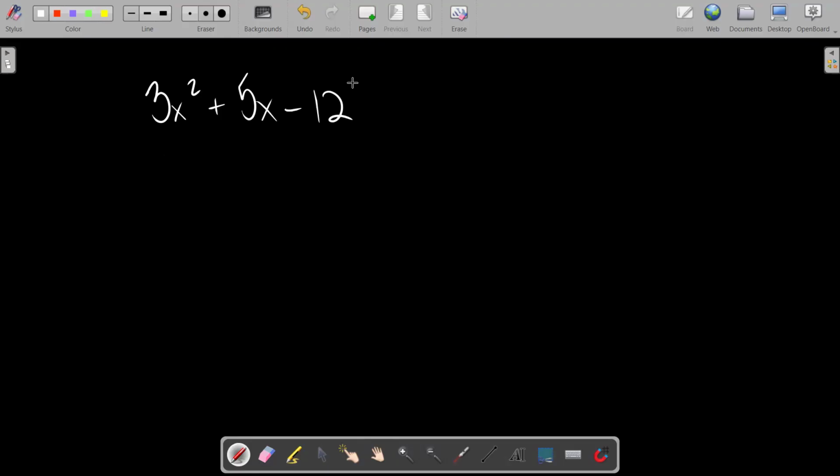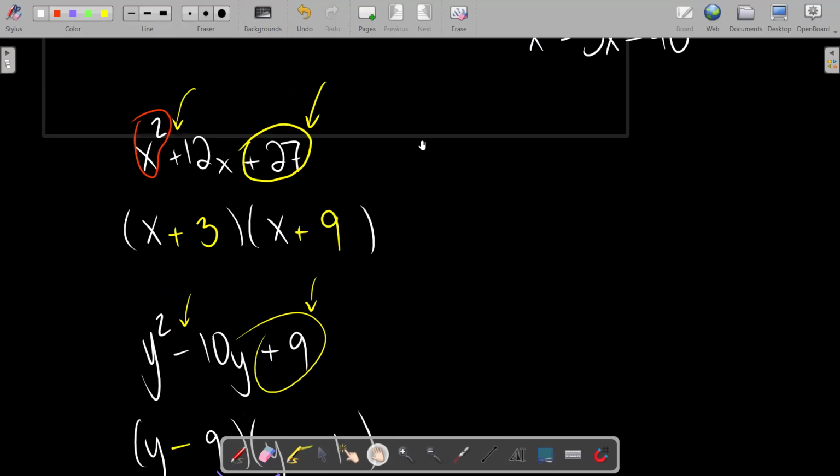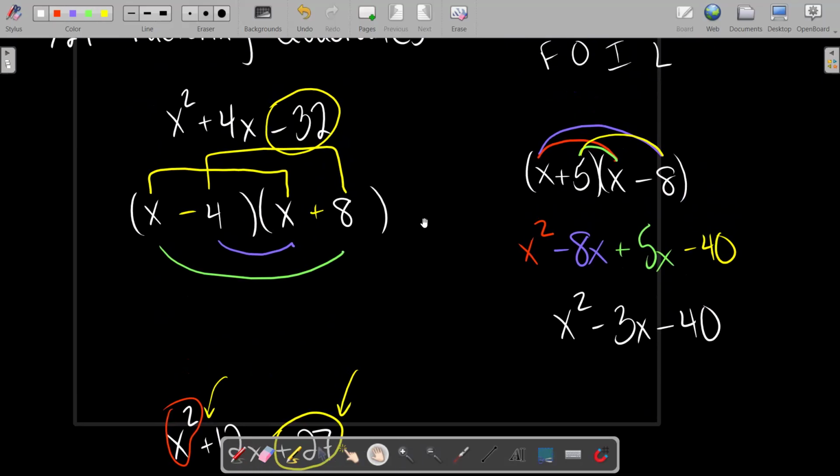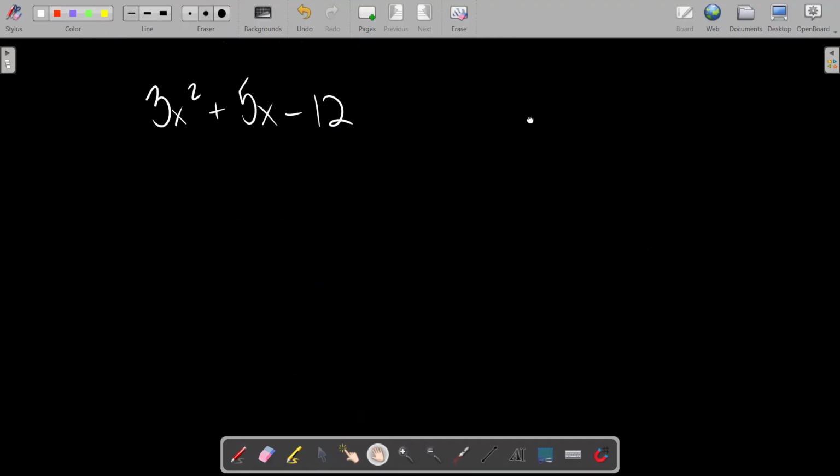Yeah, that 3 in the front is a much bigger deal than people give him credit for. At this point, if you were to look at our last examples, in this problem, we were looking for numbers that multiplied to make 9 and added to make -10. Numbers that multiplied to make 27 added to make 12. Numbers that multiplied to make -32 and added to make 4. That does not work now because of the 3. We are not looking for numbers that multiply to make -12 and add to make 5 because they don't exist. And even if they did, it's not what we're looking for.